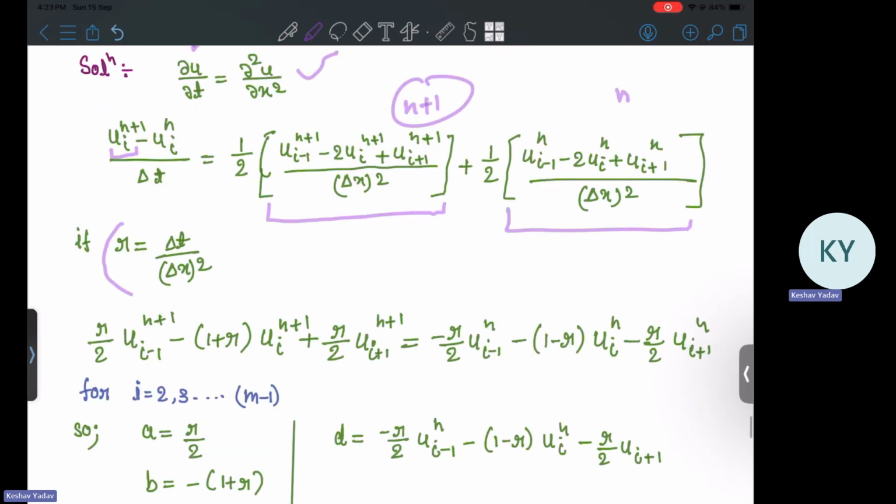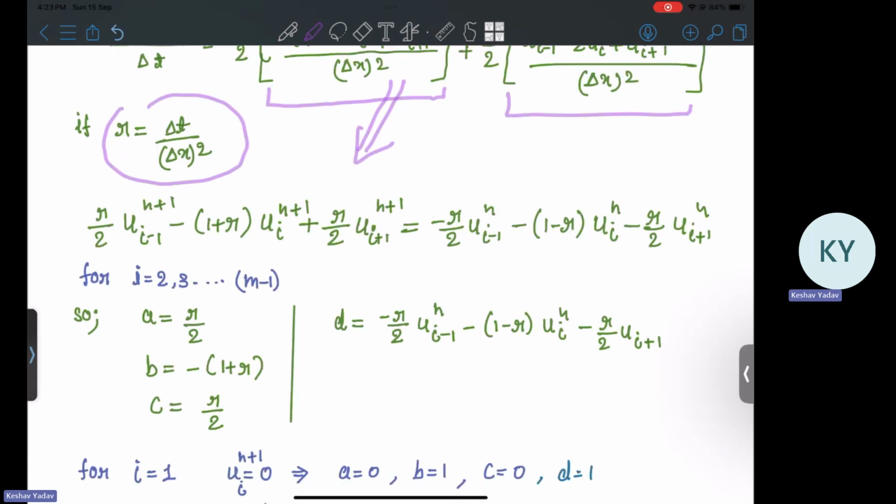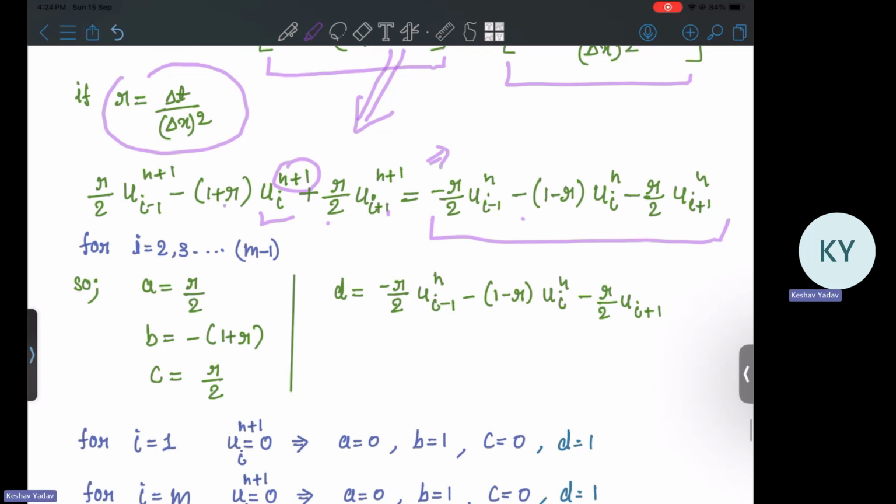Okay, if I assume r equal to delta t upon delta x square, then this equation will lead to this: r by 2 u_(i-1) at n plus 1, plus (minus 1 plus r) u_i at n plus 1, plus r by 2 u_(i+1) at n plus 1. And in the RHS we will have minus r by 2 u_(i-1) at nth, minus r u_i at nth, minus r by 2 u_(i+1) at nth. Okay, so this is what this is.